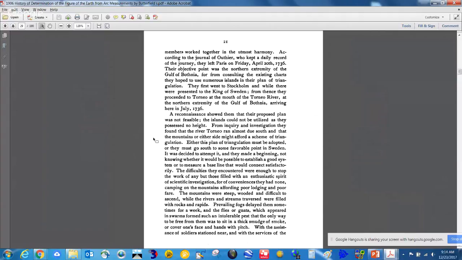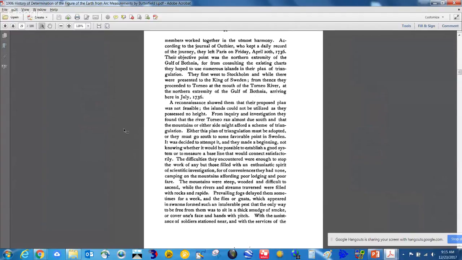The mountains were steep, wooded, and difficult to ascend, while the rivers and streams traversed were filled with rocks and rapids. Prevailing fogs delayed them sometimes for a week. Bats, which appeared in swarms, formed an intolerable pest. The only way to be free from them was to stay in a thick smudge of smoke or cover one's face and hands with pitch. Wow.